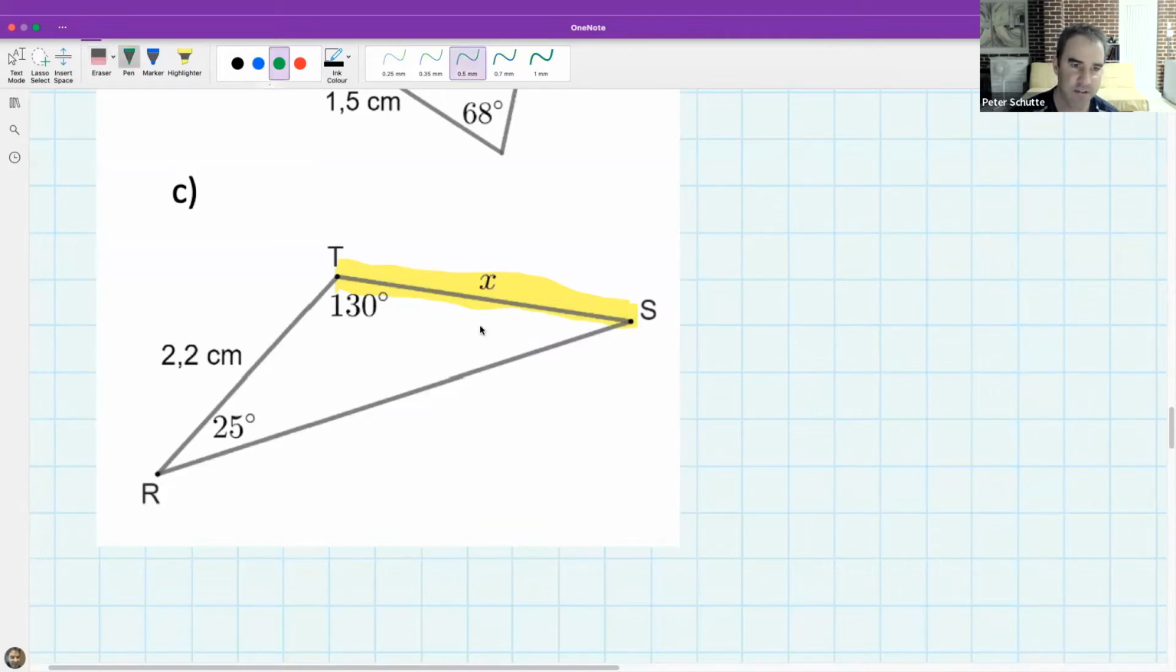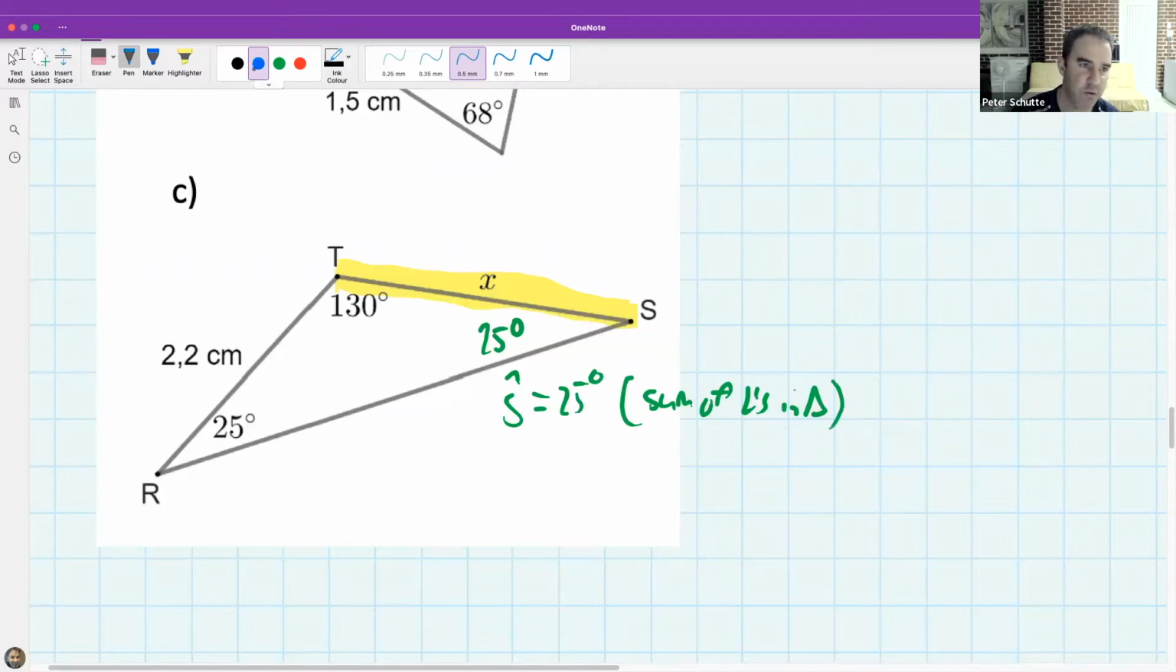Angle S is 25 degrees. And the reason that angle S is 25 is because of the sum of angles in a triangle. And if that is 25, that really helps us figure out what x is. Because isn't this opposite this one and this opposite that one? So what is x going to be?